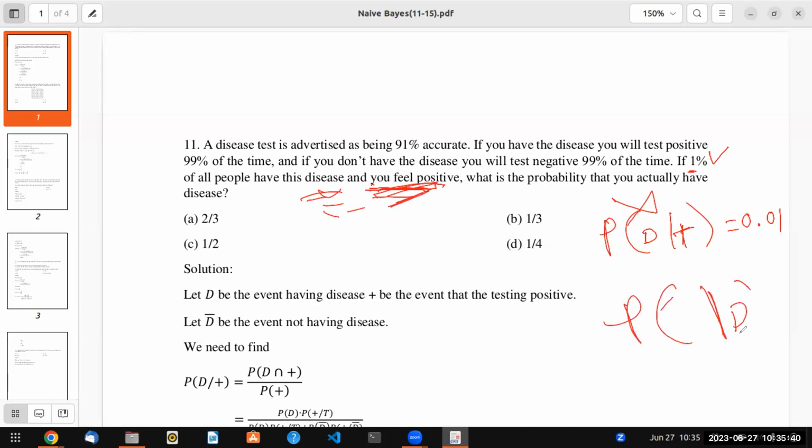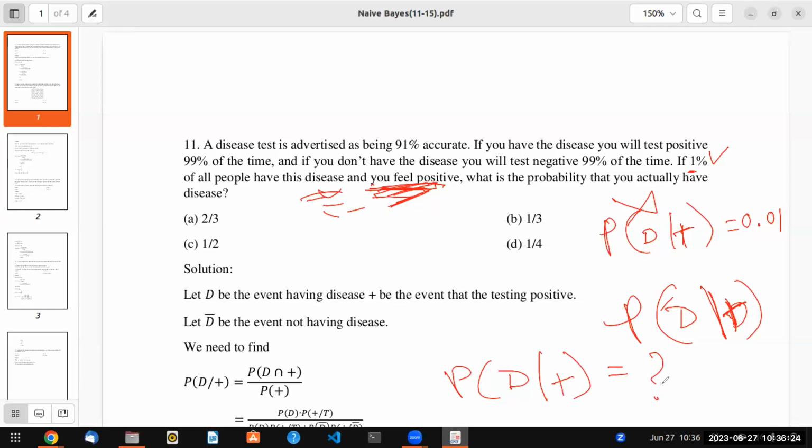So here this is given to you. This part is not given in this sentence. 1% of all people have this disease. That is nothing to do with you, right? That is a different thing. But you feel positive. What does that mean? Sorry, this is plus. You feel positive. That means you are positive, that evidence is given. Now what do you need to find? The probability that you actually have the disease. That means this you need to find. Probability of actually having the disease given you feel it is positive.